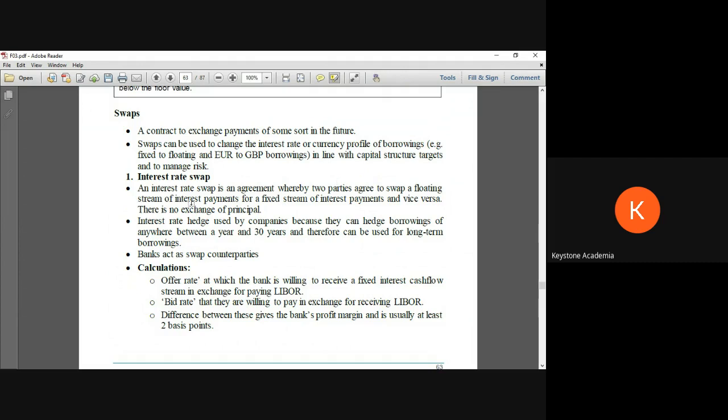Obviously, you cannot exchange the principal money. You can only exchange the interest. Because obviously their principal and this principal will be totally different. And this is best for the long-term borrowing. Why? The other ones, if you have seen, they are talking about up to 1 year and all. But these are mostly for the long term, from 1 year to 30 years.